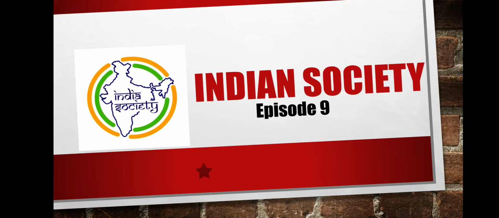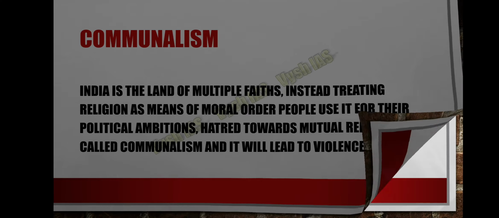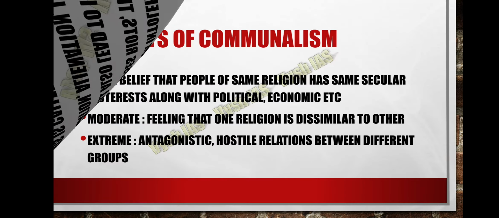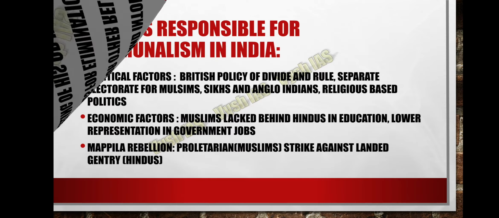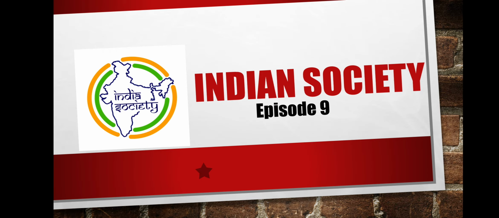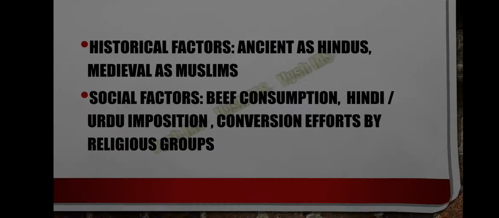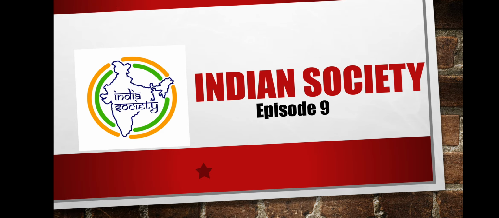So let's do a small recap of what we have learned in the last class. In the last class, we started the topic called communalism. I gave you a small introduction about communalism, then the definition of communalism, different elements of communalism like mild, moderate and extreme, the features of communalism, and the factors responsible for communalism in India. In the factors we learned different factors: political, social, historical, etc. And then we are done with the last class. We are in episode 9 now.